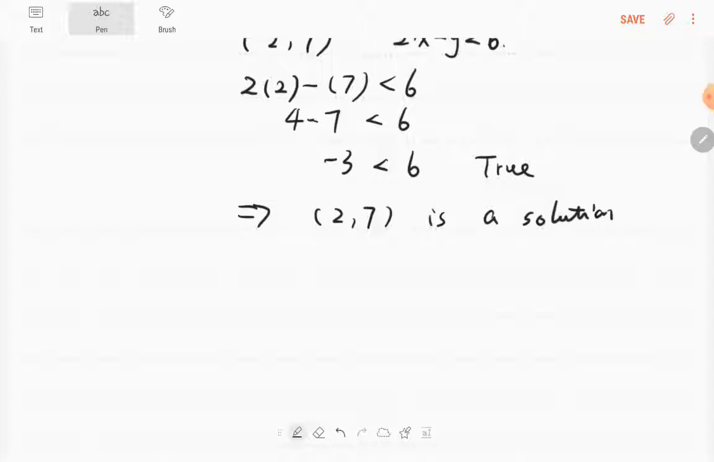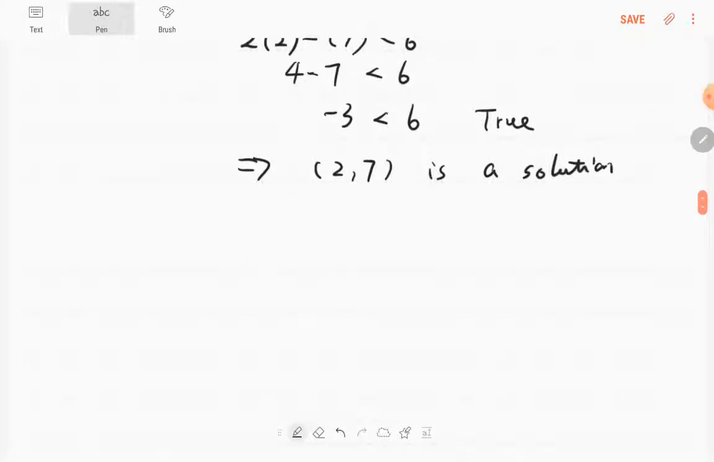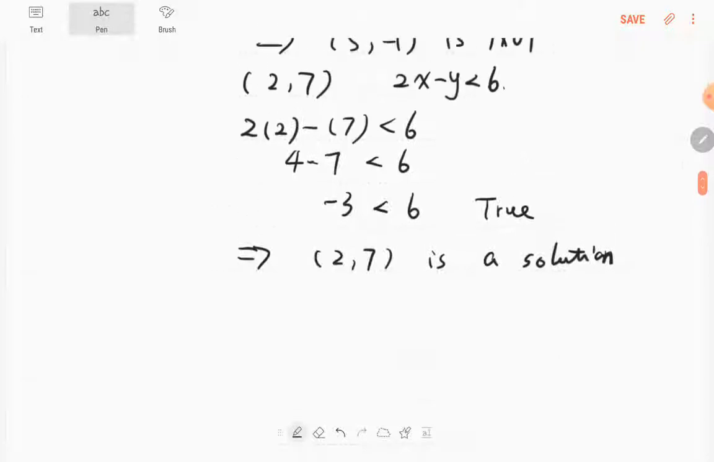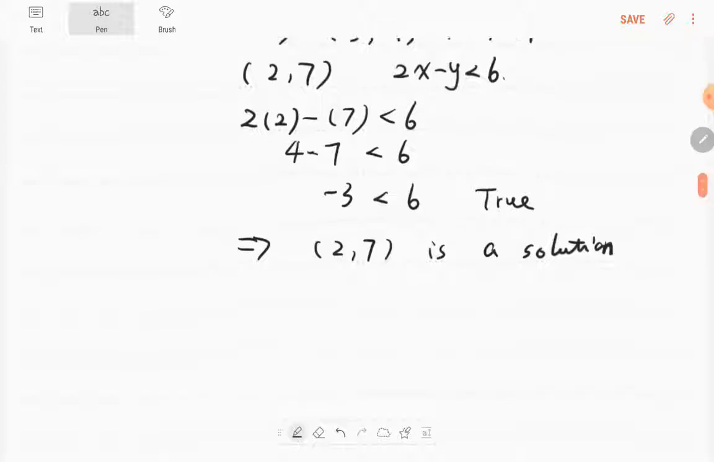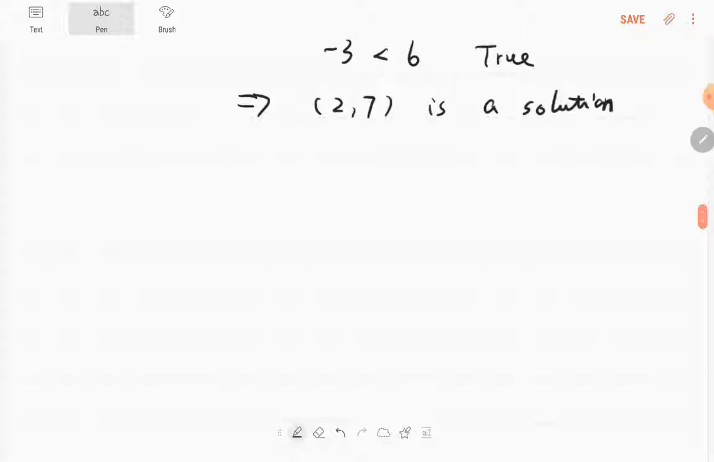So that's not hard, right? We just use the values to replace x, y, then check if that inequality remains true or false. If it's true, then that point is the solution. If it's false, then it's not the solution. The second objective here is graphing.